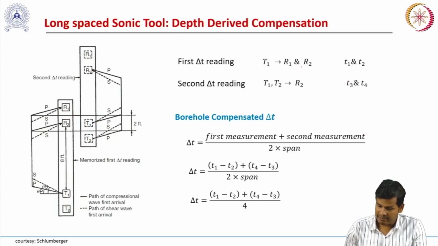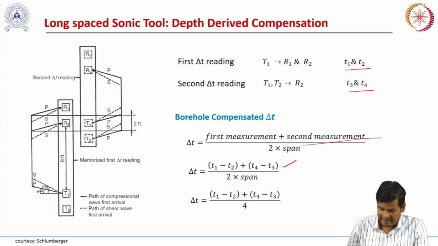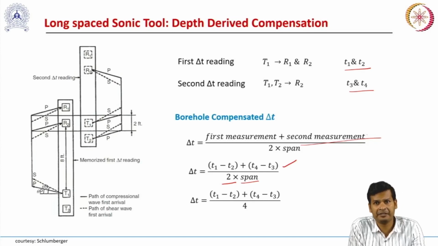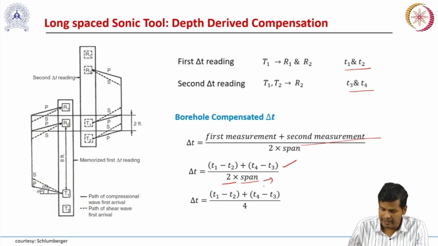So let's say first measurement travel time at two receivers are T1, T2. For second measurement travel time at the second receiver is T3 and T4. So the first measurement will be T1 minus T2, second measurement will be T4 minus T3, divided by span to give us the actual transit time for 1 foot distance, and divided by 2 to get the average of these two measurements to calculate the average transit time. Since span is 2 feet, it would be 2 into 2 into 4.